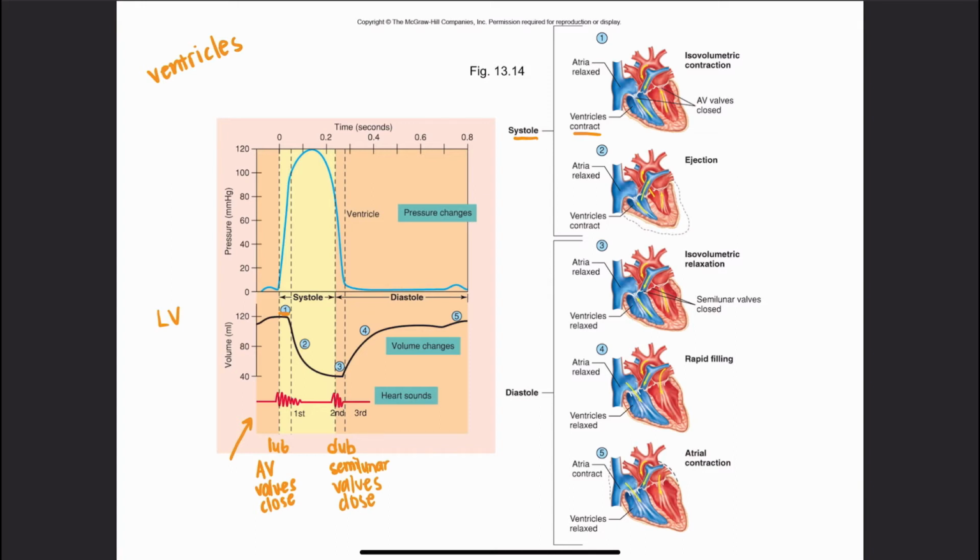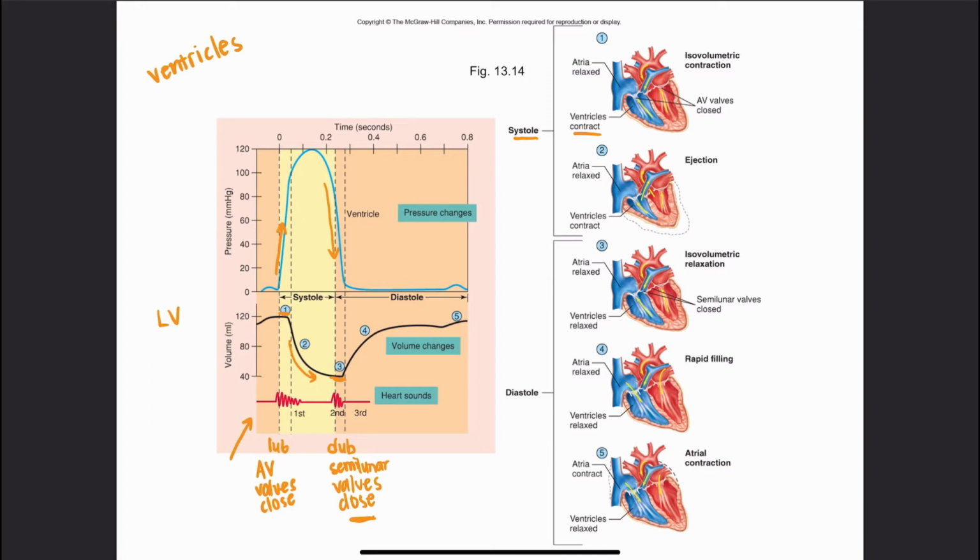It is going to contract, which causes pressure in the left ventricle to rise, and then that pushes blood out. So number 2 and 3, that pushes blood out of our left ventricle. That causes the volume in the left ventricle to drop. And then we have a lot of volume in our arteries now. And so that causes the semilunar valves to close, and that reduces the pressure inside our ventricles.